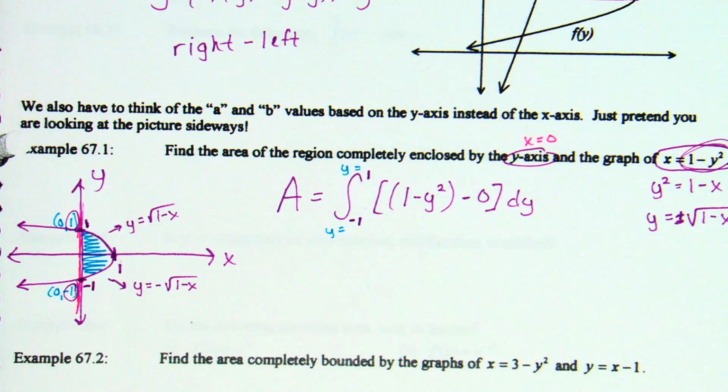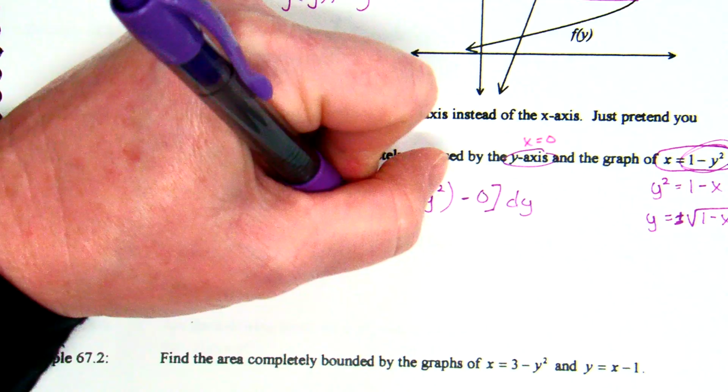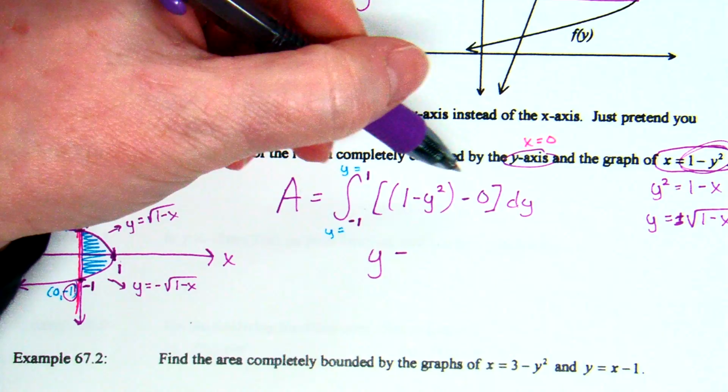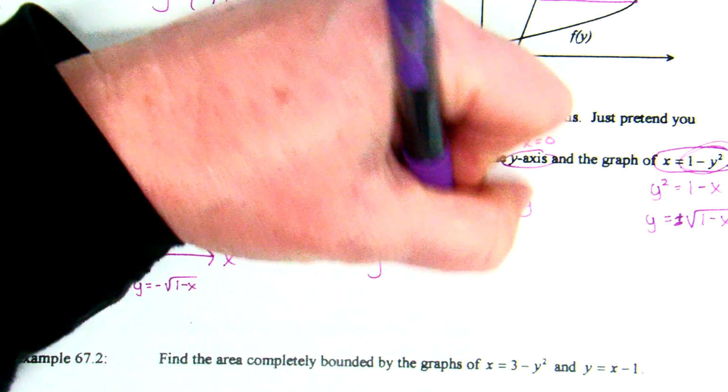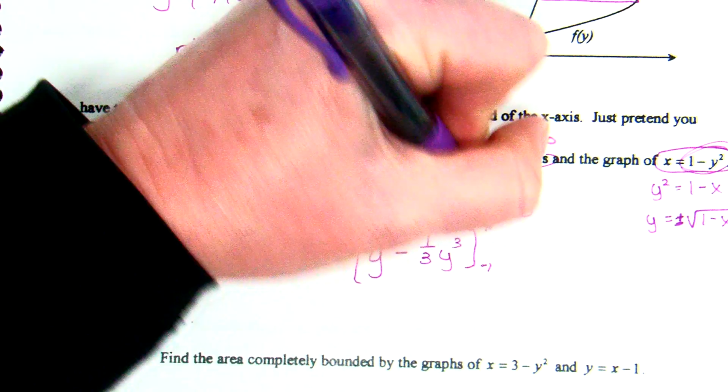Okay, can we integrate? What is the integral of 1? Y. Normally we say x, we're going to say y. Minus, what is the integral of y squared? Add 1 to the power, divide by a new power, 1/3 y cubed. Minus the integral of 0. Nothing. Ignore the 0. And then what do we do? We evaluate this between -1 and 1. Plug the 1 in, and then subtract, and plug in the -1.